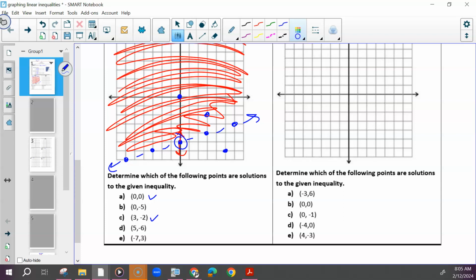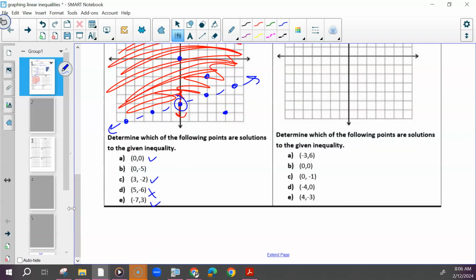No. 6, no. Wait, what? Oh, hold on here. And then -7, 3. Yes. That one should be. So then for points that fall on the line, if it's a dashed line in general, it's not going to be a solution. And you could check this by putting it back into the original.